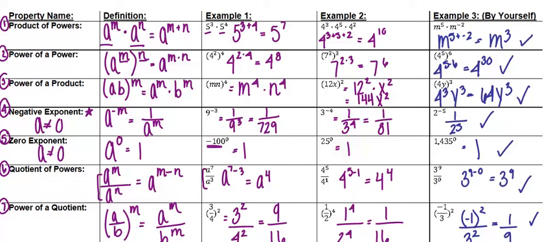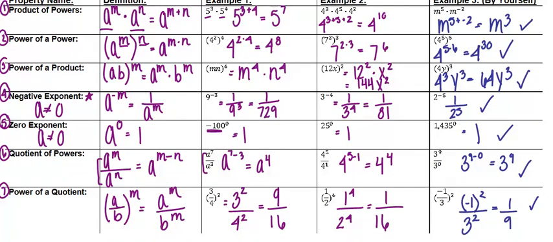For number 5, any number raised to the power of 0 will give us 1. So we need to make sure that that is the only possible answer. For number 6, 3 to the power of 9. And for number 7, we should have 1 over 9 as our final answer.